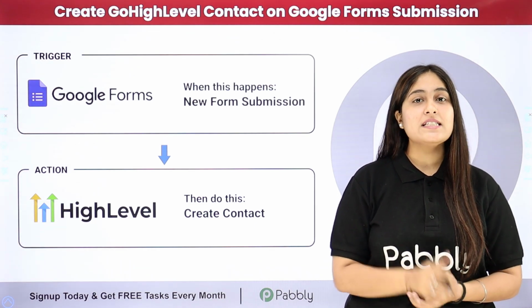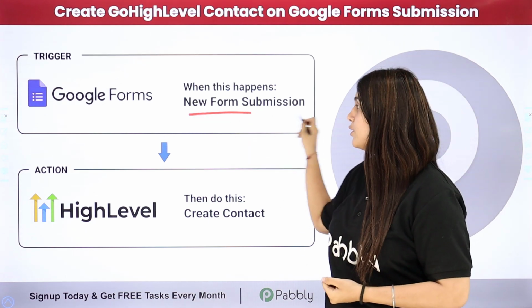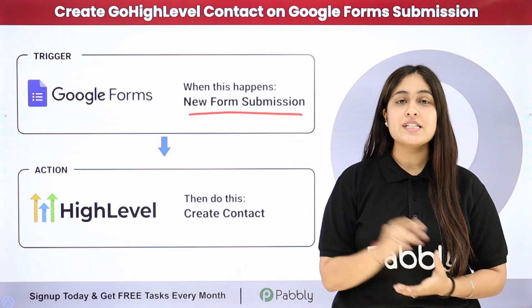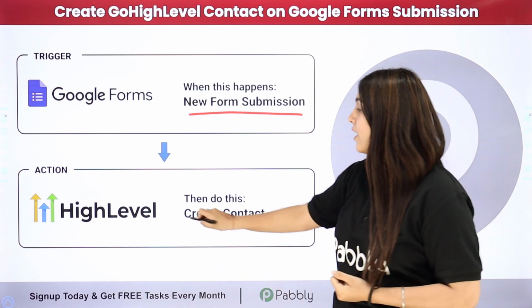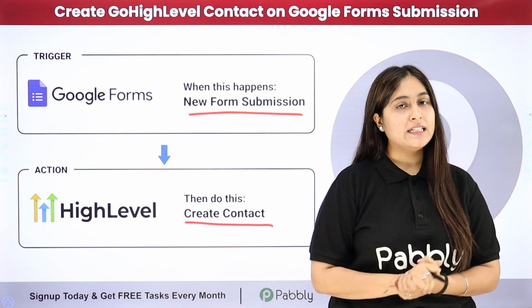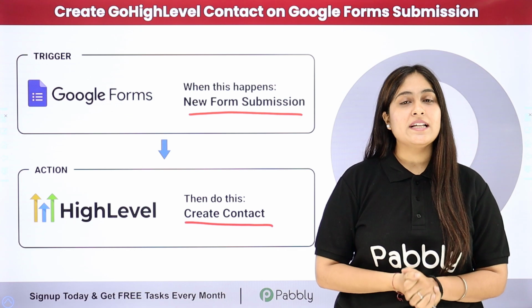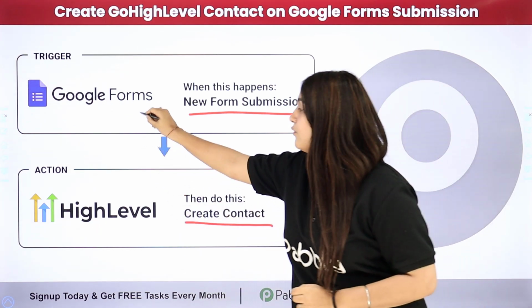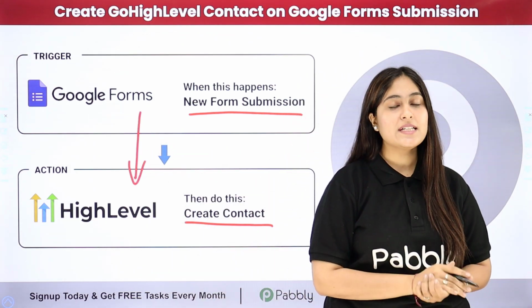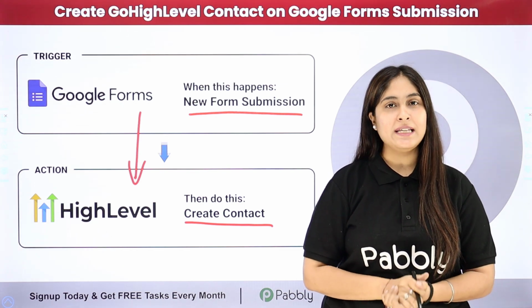My objective is that whenever I receive a new form submission, the lead received should automatically be added as a new contact in my GoHighLevel account so that I can further connect with the lead. To automate the entire process, I need to connect my Google Forms with my GoHighLevel account using an automation software named Pabbly Connect.